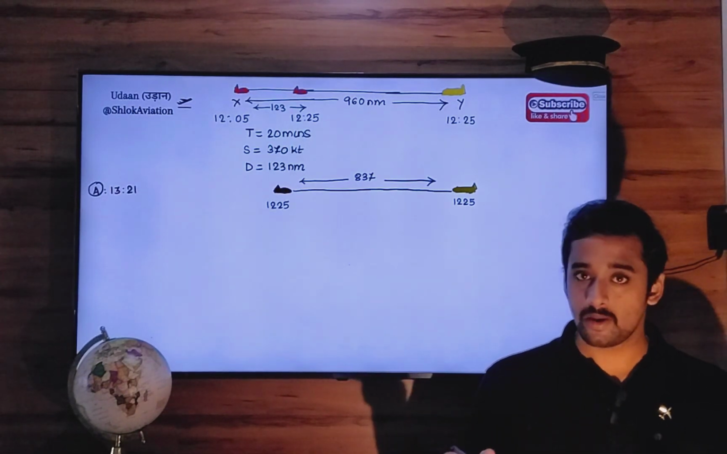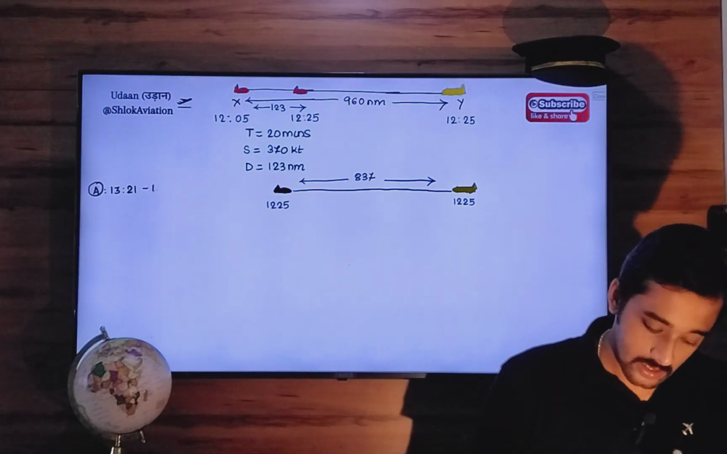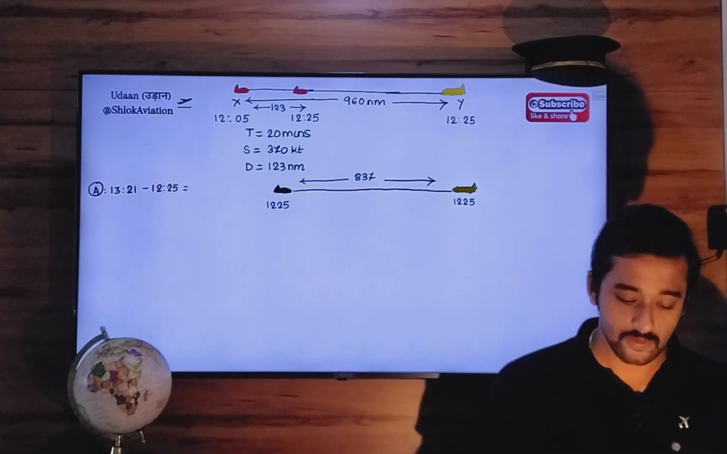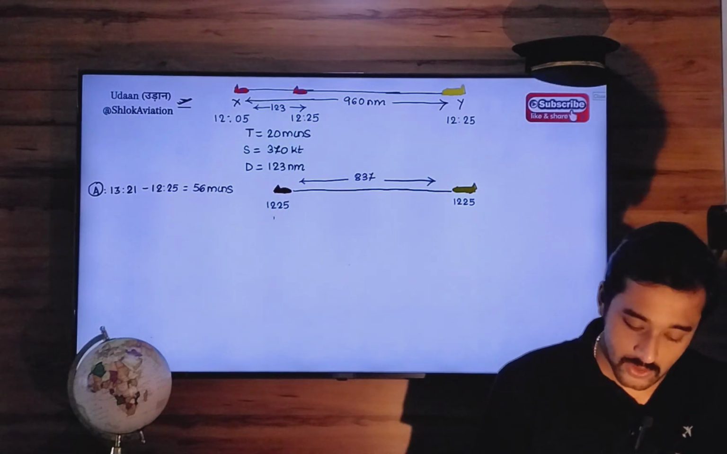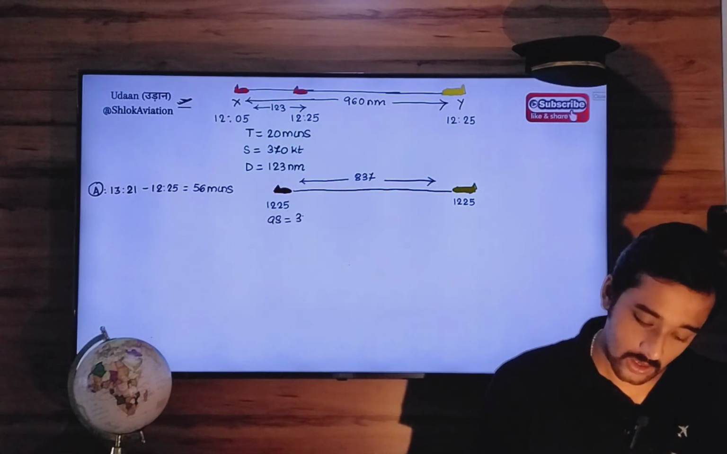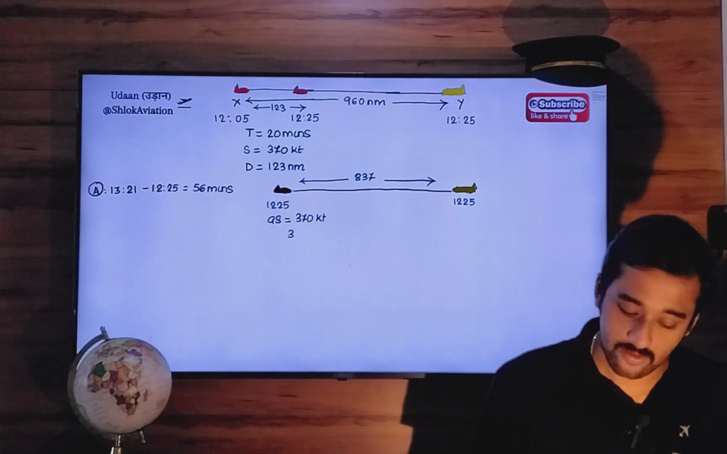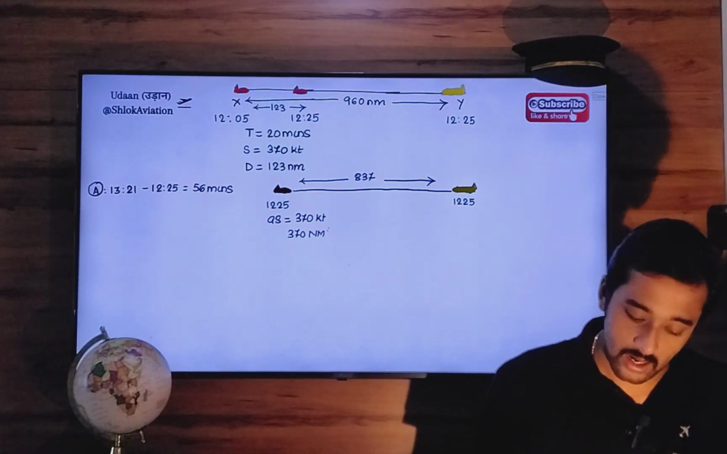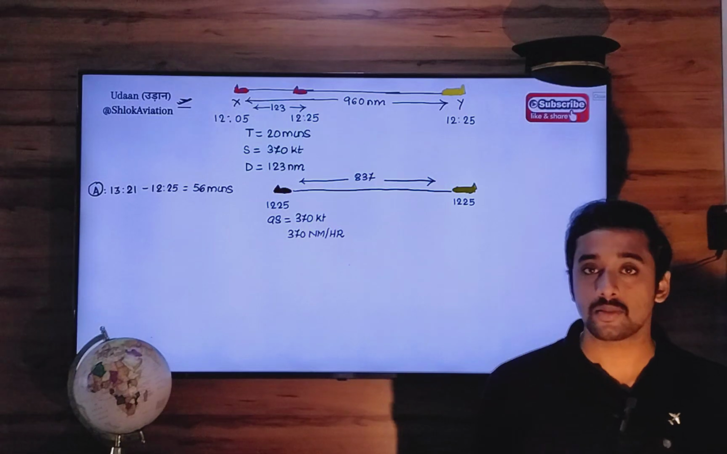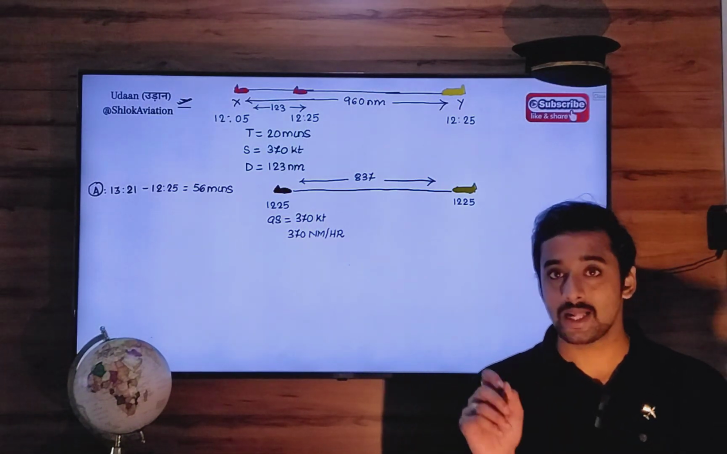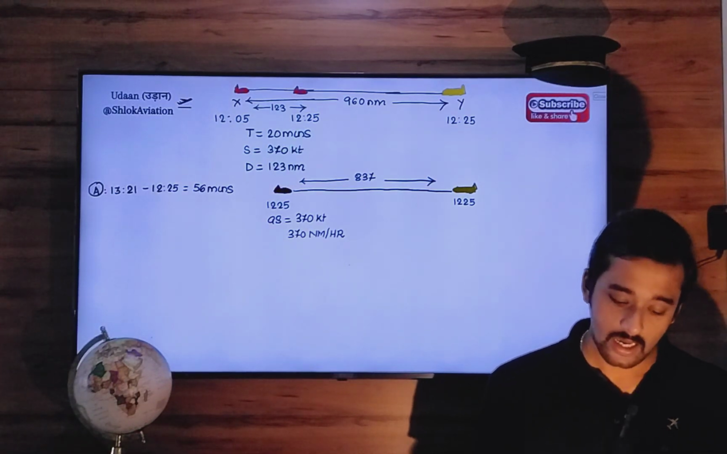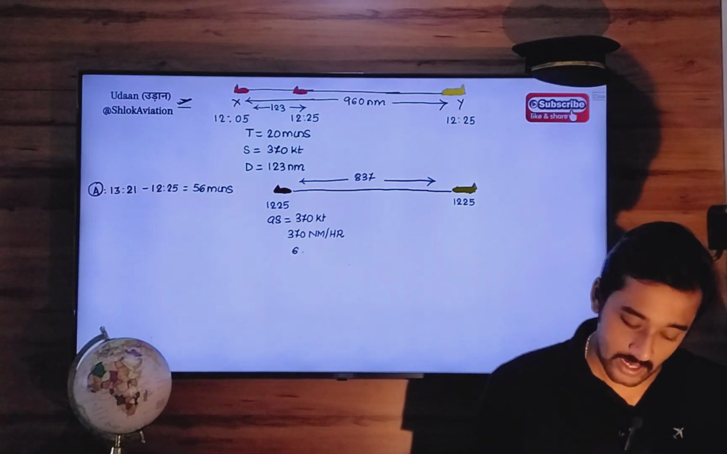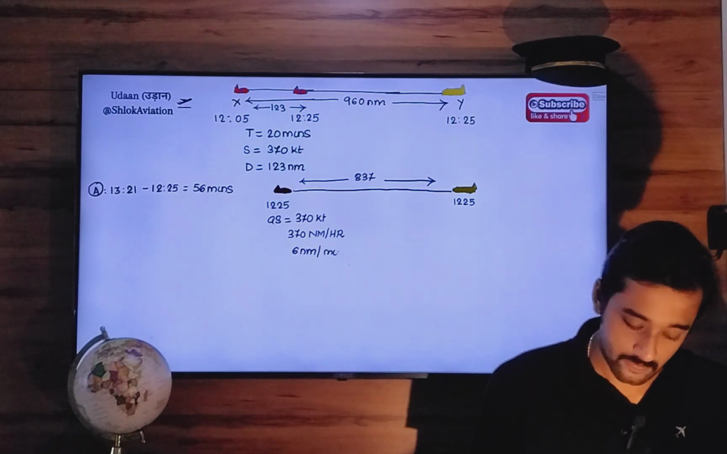Now 13 hours 21 minutes minus 12 hours 25 minutes is 56 minutes. Now the ground speed of this particular aircraft is 370 knots. That means it covers 370 nautical miles in 1 hour. 1 hour means 60 minutes. So 370 nautical miles in 60 minutes. That means in 1 minute it will cover 370 divided by 60, 6 nautical miles per minute, right?